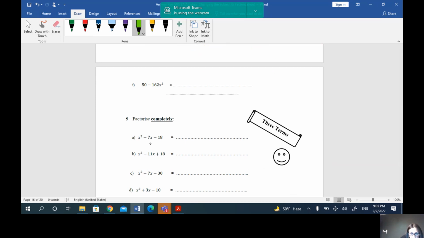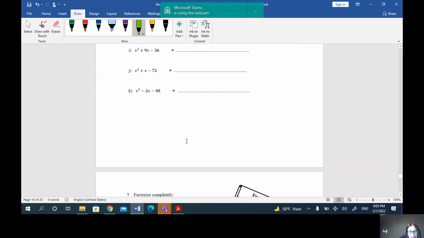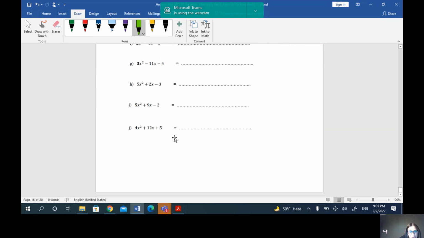Okay, now here we are factorizing quadratic equations. So in this case, I prefer to finish this video here, to be honest, and I will do a separate video for this part of the factorization.